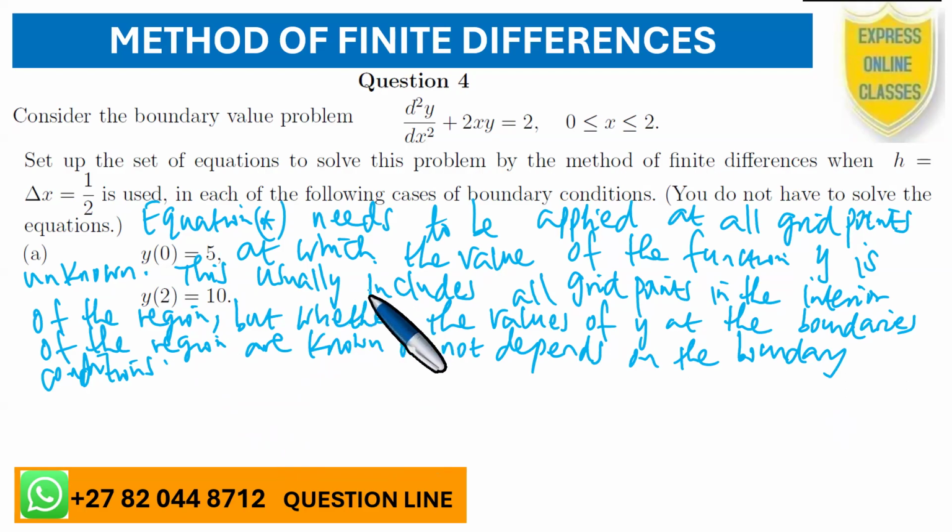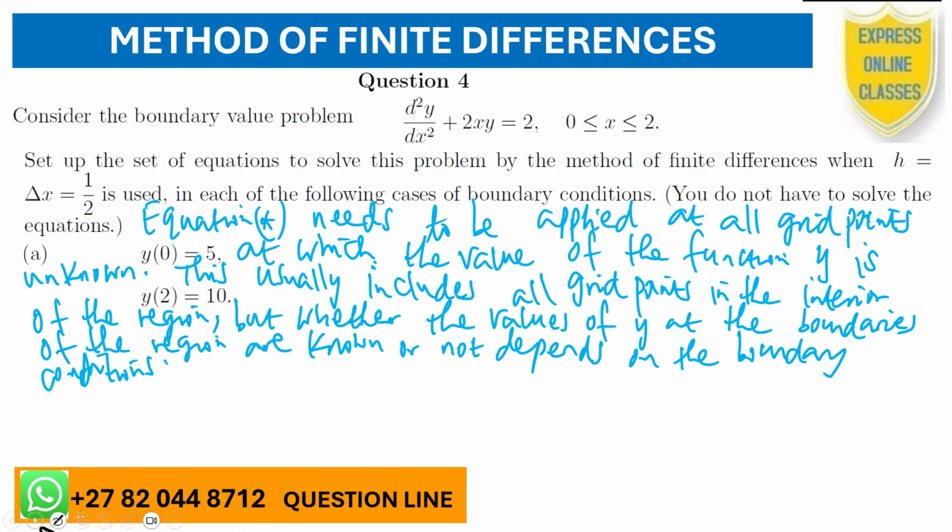This usually includes all grid points in the interior of the region. But whether the values of y at the boundaries of the region are known or not depends on the boundary conditions. We have our boundary conditions, and these boundary conditions will also be used to actually solve this problem. Okay, let us analyze this and see what we need to do. So in A, we've been given these particular boundary conditions. You do not have to solve the equations. Just get the equations and then off we go.